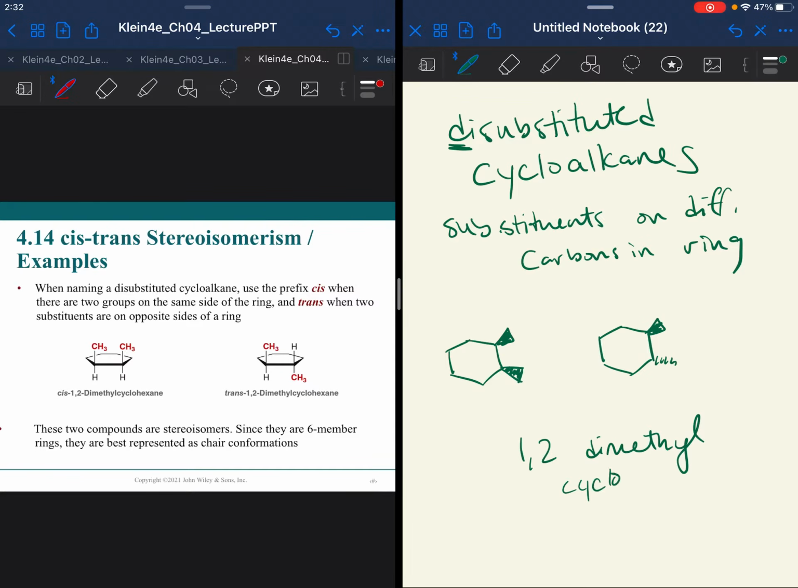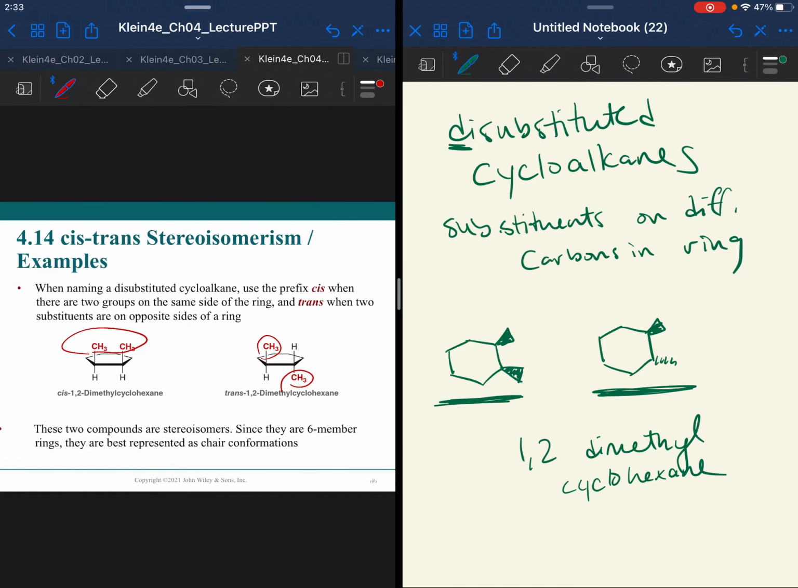1,2-dimethyl cyclohexane. But they are not the same compound, so how can they have the same name? There is no way to turn this, flip it, rearrange it, spin it around in a washing machine and take it out that will turn it into this one. In one case, the methyl groups are on the same side of the ring. They're both up, they're both wedged. They could both be dashed, they could both be down, but whatever, they're the same side. And in the other molecule, one is up and one is down.